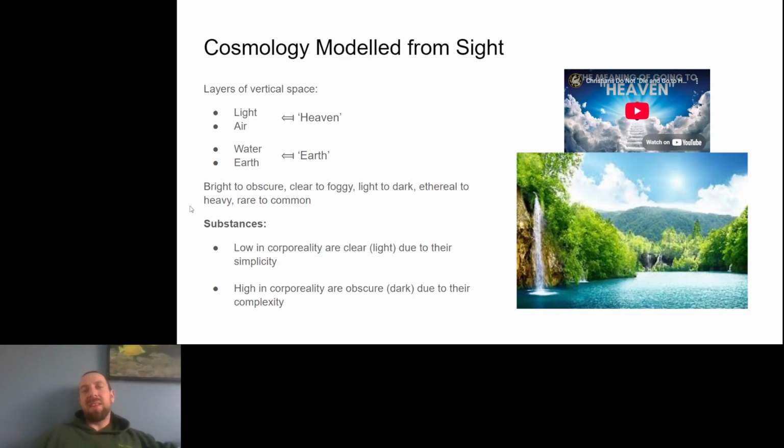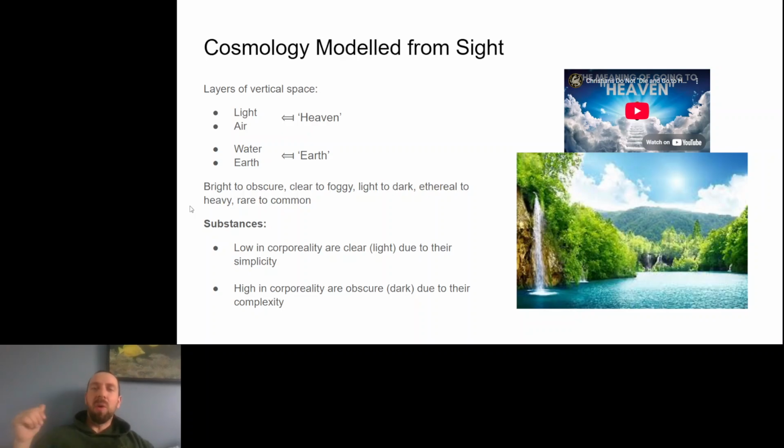What we need to understand is that the top layer is light, and then you have, let's say, the atmosphere layer, which is air. Then the more you go towards the ground, you have water and then earth. But there's a progression of bright to obscure, clear to foggy, light to dark, ethereal to heavy, rare to common. There's a definite pattern which you see emerge. And then the closer you are to the ground, the more something is said to be complex.